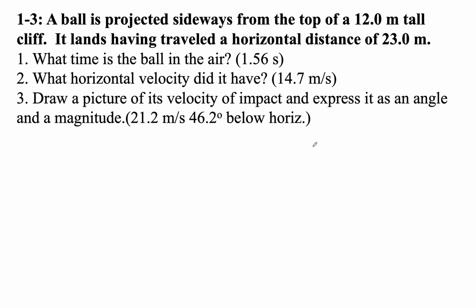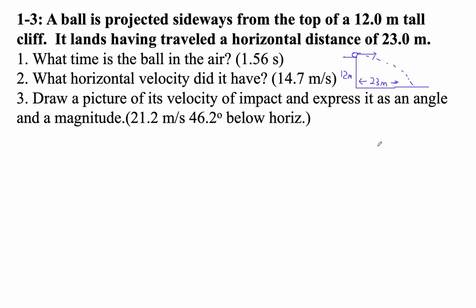A ball is projected sideways from the top of a 12-meter tall cliff. Okay, so let's draw a picture of this. 12 meters is the height of the cliff. And this ball is projected sideways. It's got a purely horizontal velocity, right? And it lands having traveled a horizontal distance of 23 meters. So let's draw this. And it goes out here, and it goes 23 meters this way, okay?